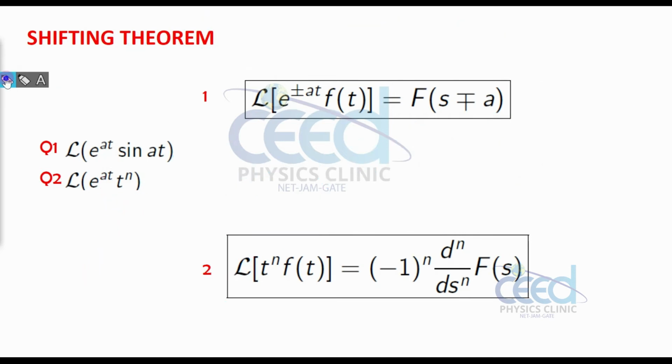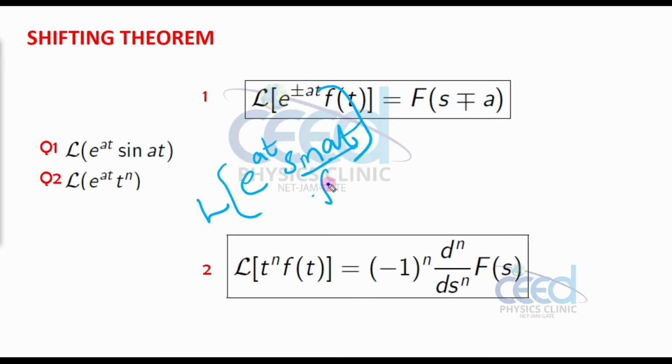Okay, so the first question is e raised to at sin at. This is the Laplace transform of this. So a function, this is f of t. Coming to this result, it is multiplied by e raised to plus at.